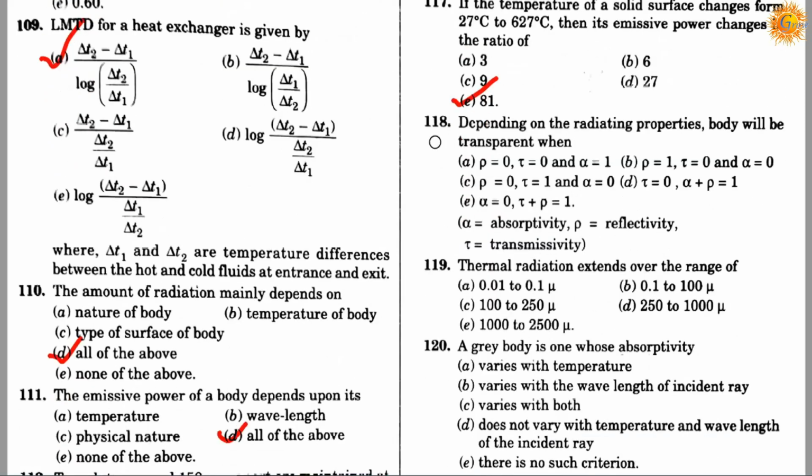Question number 118. Depending on the radiating properties, body will be transparent when option A, rho is equal to 0, tau is equal to 0, and alpha is equal to 1, option B, rho is equal to 1, tau is equal to 0, and alpha is equal to 0, option C, rho will be 0, tau will be 1, alpha will be 0, option D, rho will be 0, alpha plus rho will be 1, and option E, alpha will be 0, tau plus rho will be 1. Alpha is the absorptivity, rho is the reflectivity, and tau is the transmissivity. So the correct answer is C. When rho is 0, reflectivity is 0, transmissivity is 1, and alpha is also 0, which means absorptivity is also 0.